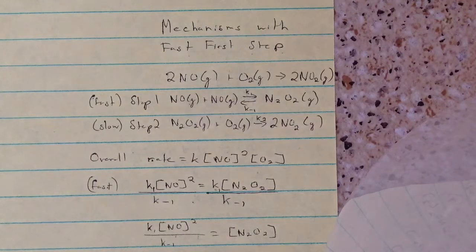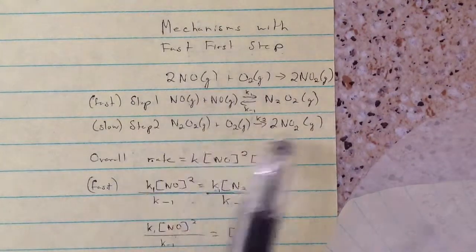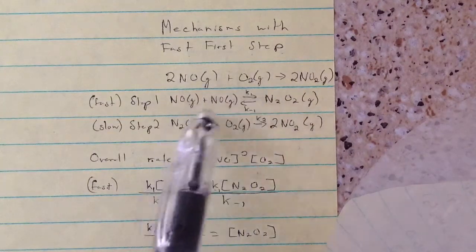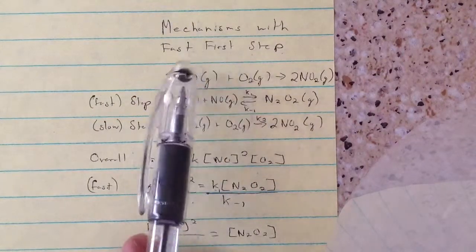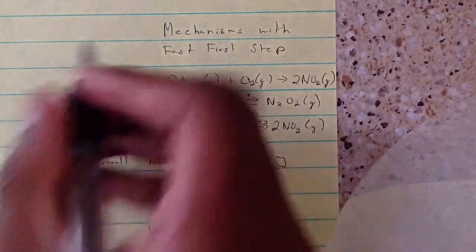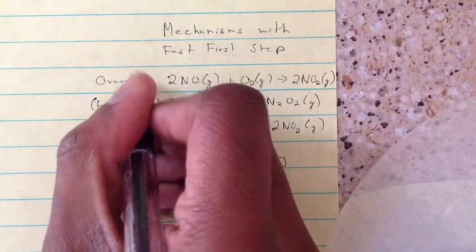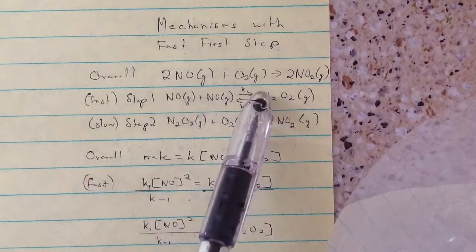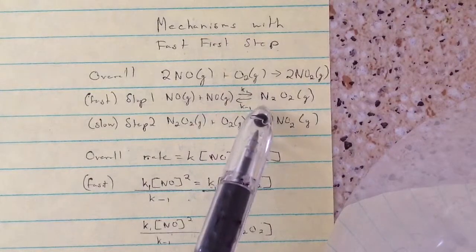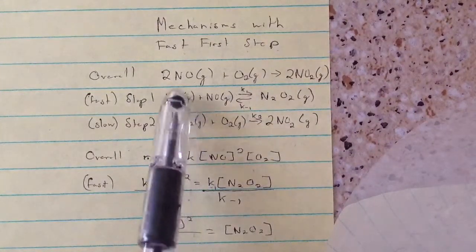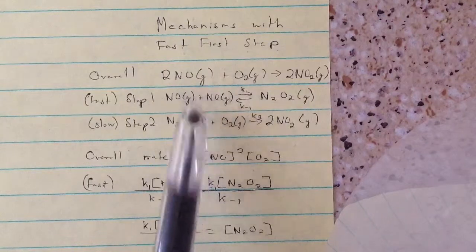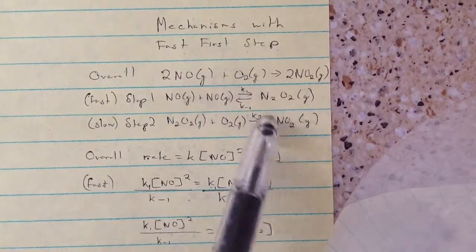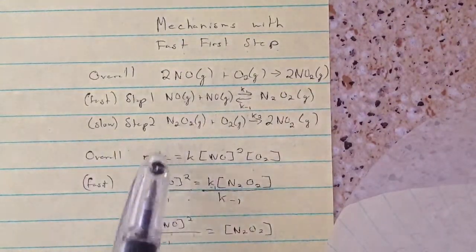Okay, so this is mechanisms with a fast first step. For these types of problems, you have to do two things. First, this entire equation has to cancel to create the overall equation right here. This is the overall. And it does, because N2O2 cancels with the N2O2 on the other side, and you're left with 2NO plus O2 and then 2NO2. Okay, so the first thing is complete.